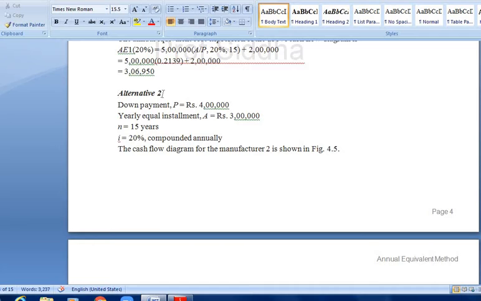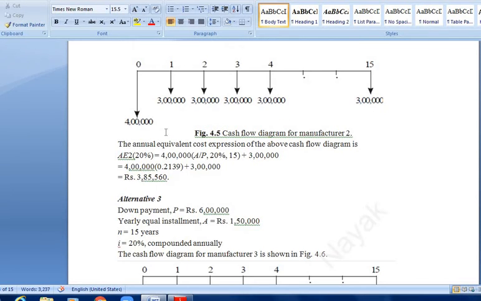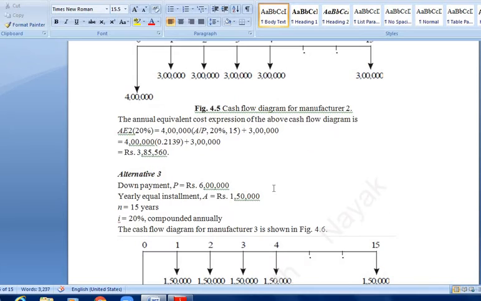Then similarly for alternative 2, down payment is 4 lakh, yearly installment is 3 lakh, N is 15 years, i is 20%. So the cash flow diagram has P as 4 lakh and equal annual payment of 3 lakh till 15 years. So 4 lakh, to find A given P, the multiplying factor is the same, 0.2139, and 3 lakh is the annual equal payment, so keep as it is, no need for conversion. So you will get 3,85,000.